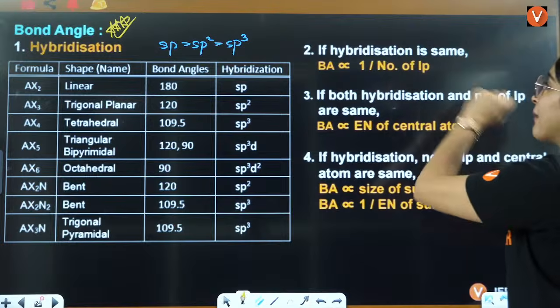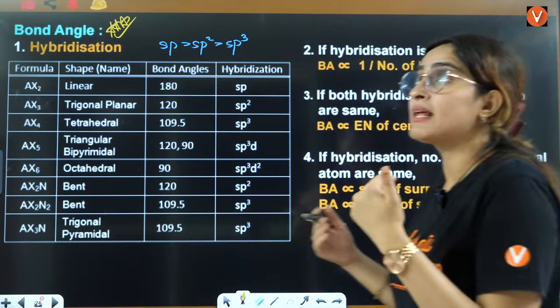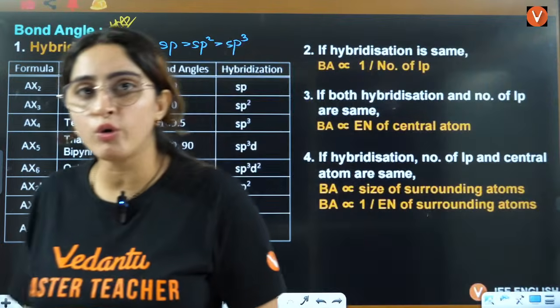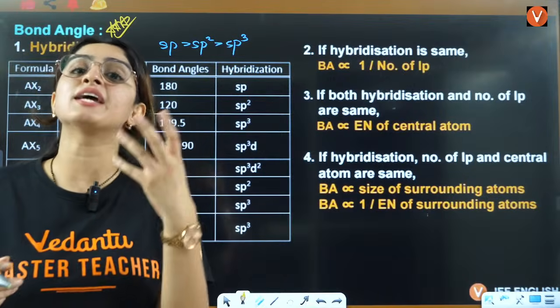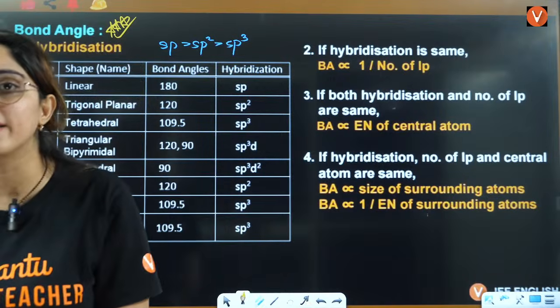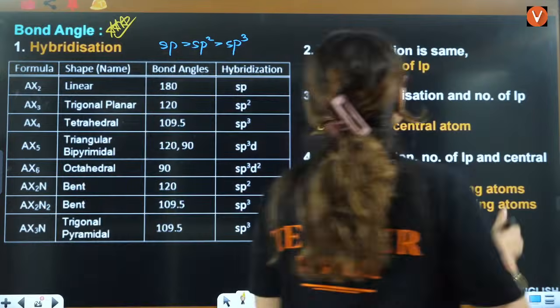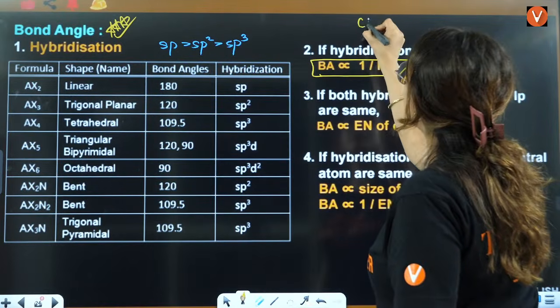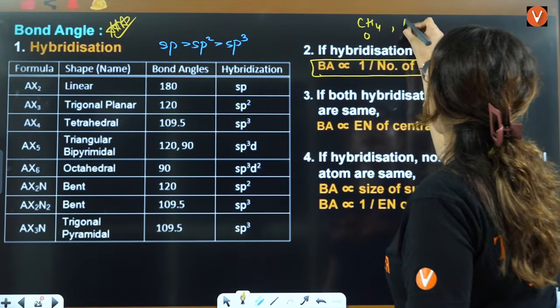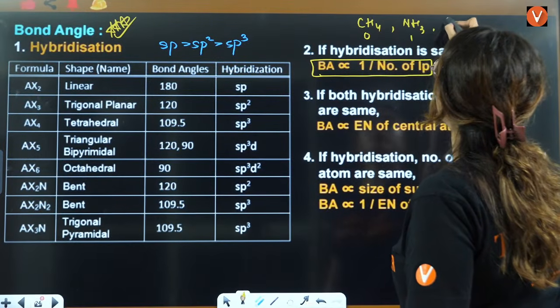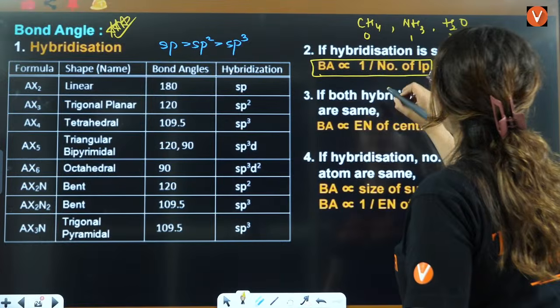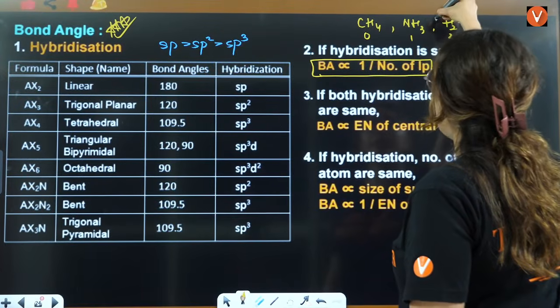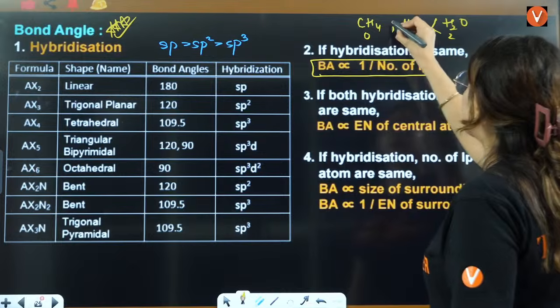Then if the hybridization is same, let's say they are asking about CH4, water and ammonia, all have sp3 hybridization. In that case, you will see the number of lone pairs. CH4 has 0 lone pair, NH3 has 1 lone pair, water has 2 lone pairs. So bond angle will be maximum in this one, right?